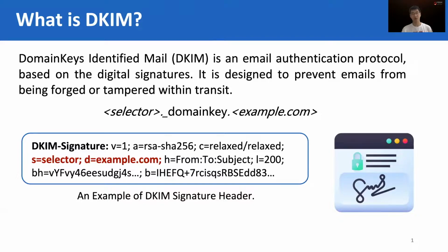DKIM has been proposed and standardized since 2008 and is now adopted by Yahoo, Google, and other leading email service providers. A DKIM signature is generated based on a hash algorithm and an asymmetric encryption algorithm, such as RSA. DKIM's public key is deployed on a domain name in the following format. The selector here is a random string specified by the domain owner, and example.com represents a real domain name. The image here is an example of a real DKIM signature.